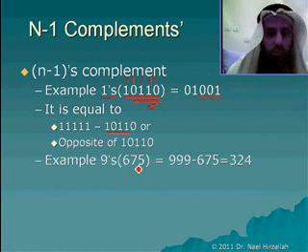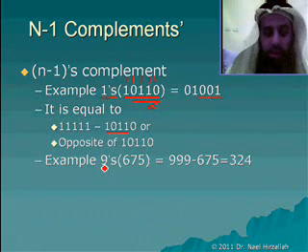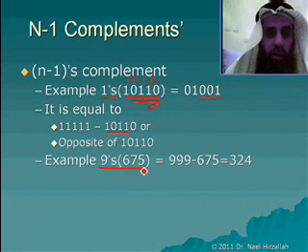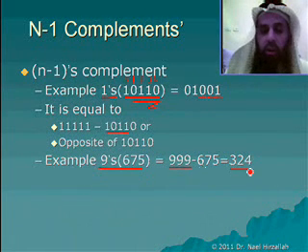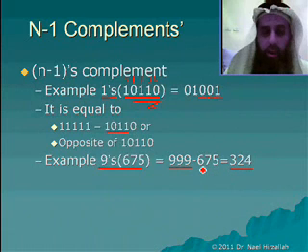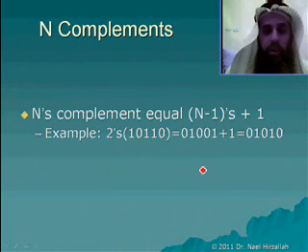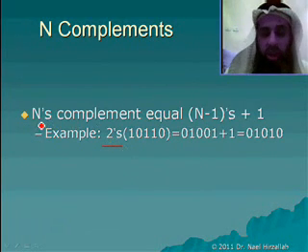For example, in the decimal numeric system, where n is equal to 10, we're talking about the 9's complement. We do the same thing. The 9's complement of 675 is equal to 999 minus 675, which gives 324. On the other hand, in the binary system, we are talking about the n's complement, the 2's complement, since n is equal to 2.